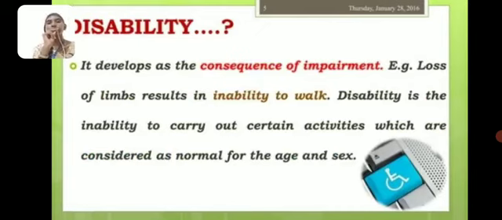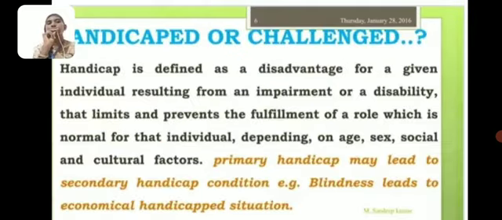Next, disability. It develops as the consequence of impairment. Example: loss of limbs results in inability to walk. Disability is the inability to carry out certain activities which are considered normal for the age or sex.